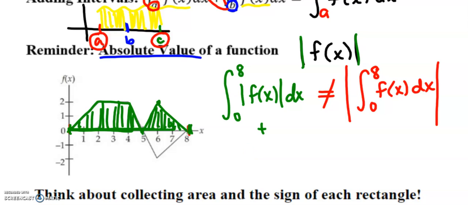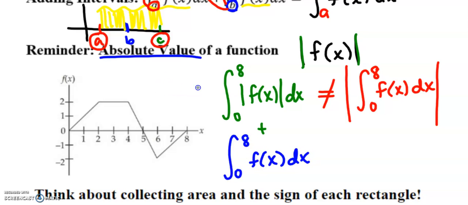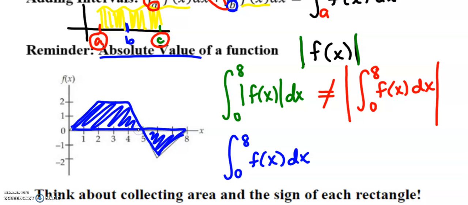If I think about what the graph represented before, if I wanted to find the area trapped in blue, if I just wanted to find the integral from 0 to 8 of f of x dx, if I wanted to find the area of this blue region, this trapezoid would have positive area, but this would actually have negative area.